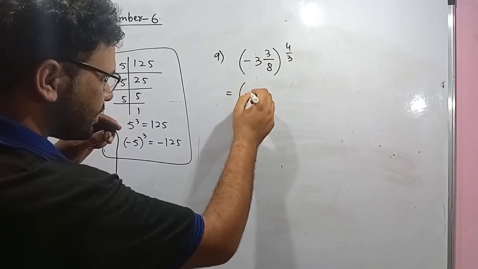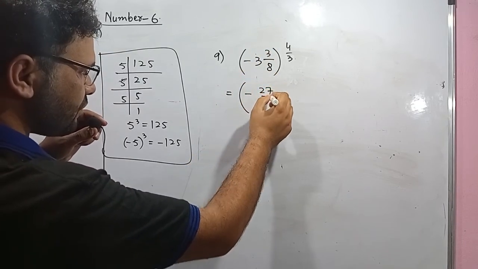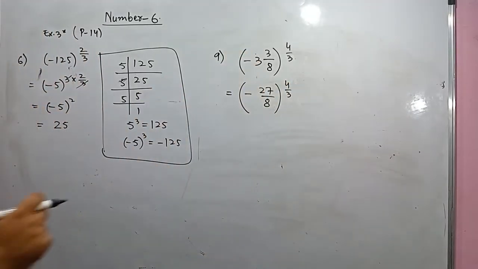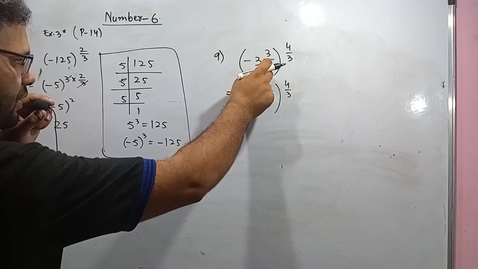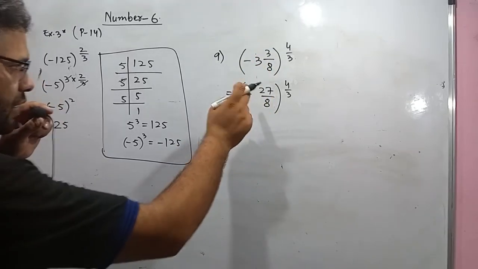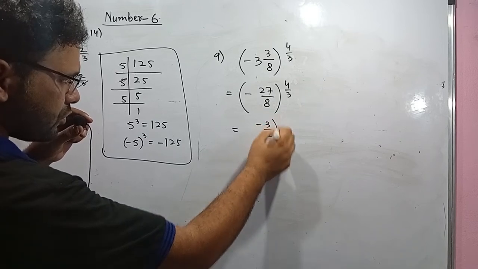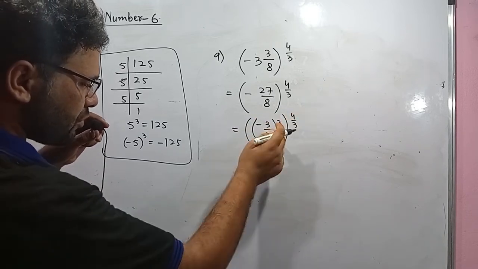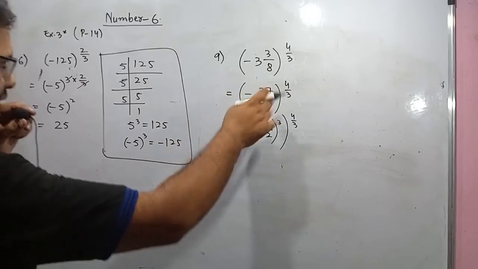Here minus is here, 8 3s are 24, 24 3, it's 27 divided by 8 whole to the power 4 by 3. You can see I have changed the mixed fraction to the improper fraction by multiplying 8 with 3 plus 3. Now I can write minus 3 divided by 2 cube, then whole to the power 4 by 3, because minus 3 divided by 2 into minus 3 divided by 2 into minus 3 divided by 2, that's minus 27 divided by 8.